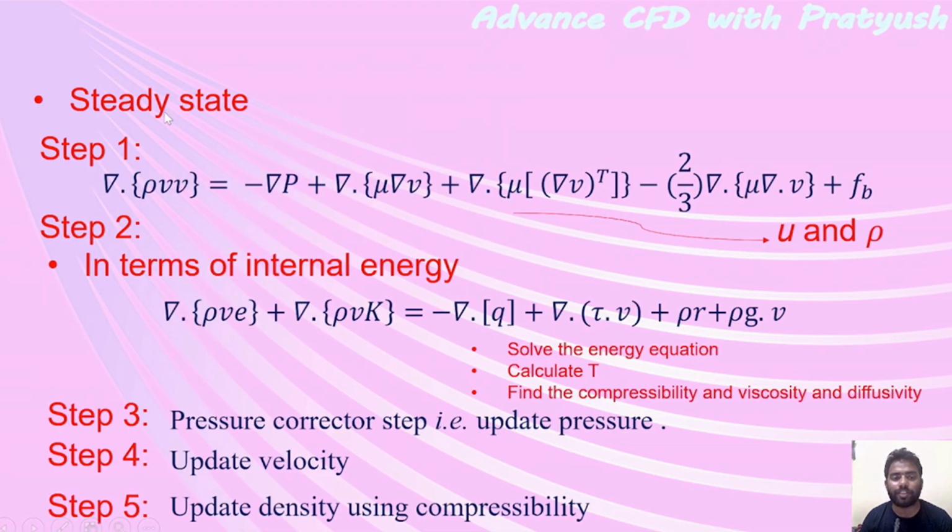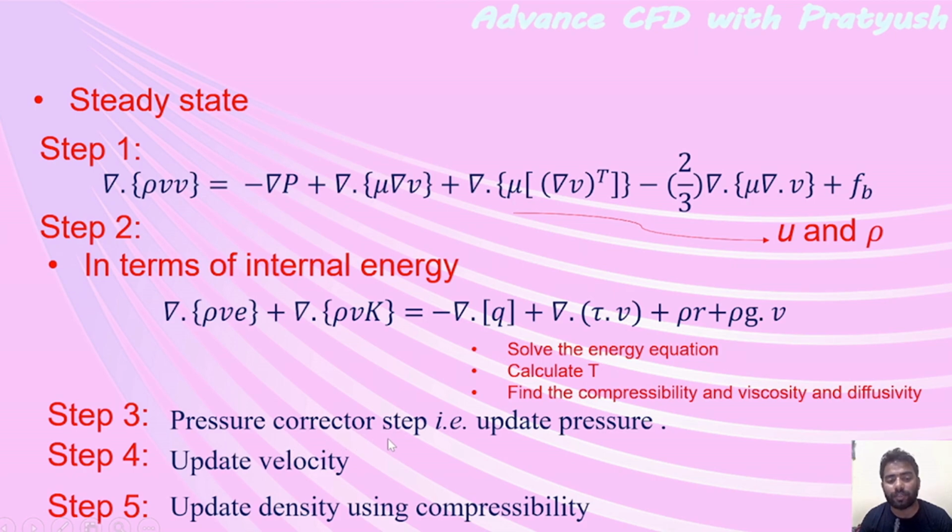We are assuming steady state, so the unsteady term will cancel out. We are only considering the internal energy form of the equations. The way I do it for internal energy, similarly you can do it for the enthalpy form also. We will solve this energy equation, then calculate T, the temperature, and from that temperature we can find the compressibility, viscosity, and of course the diffusivity of the fluid flow.